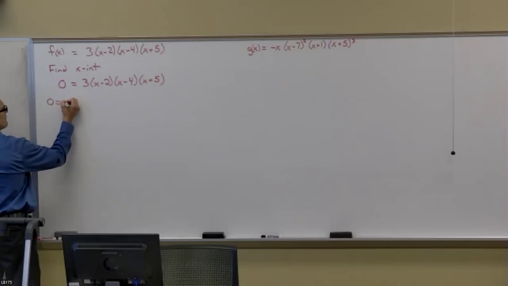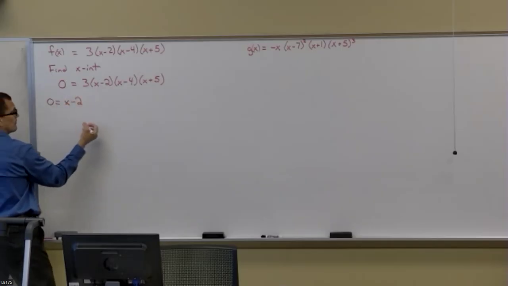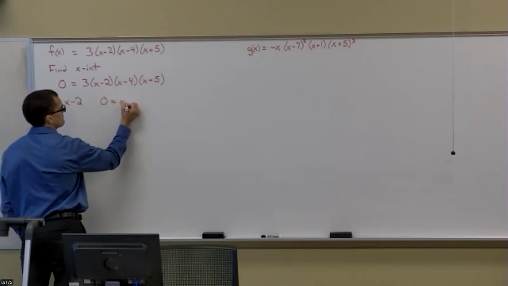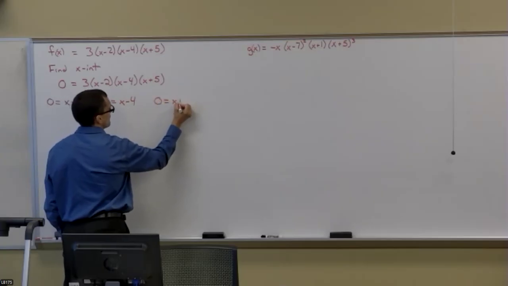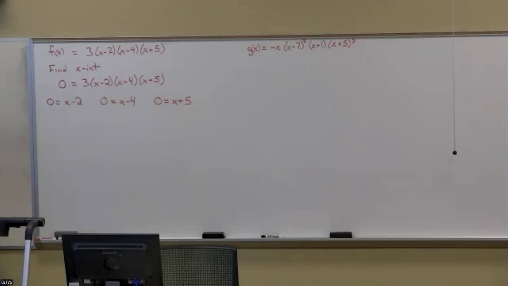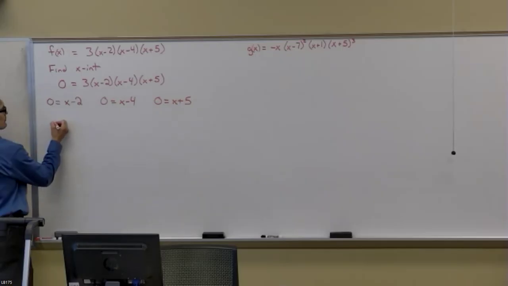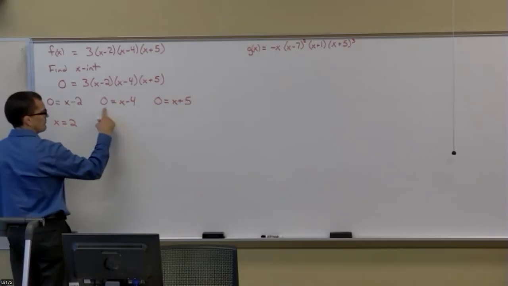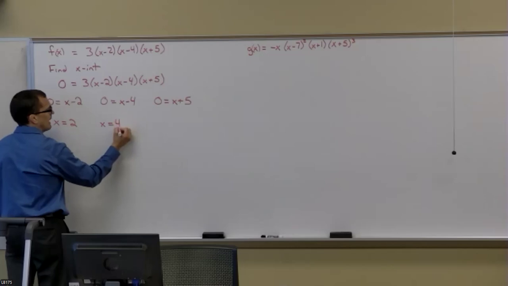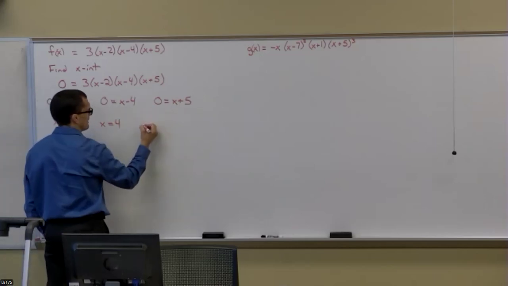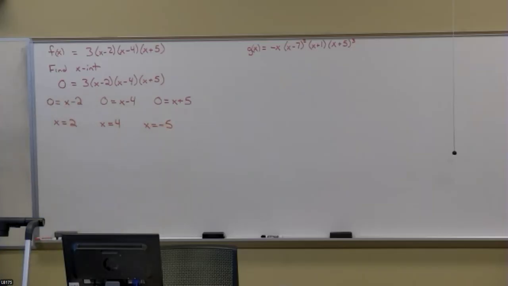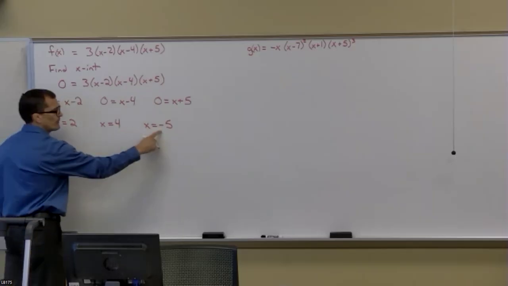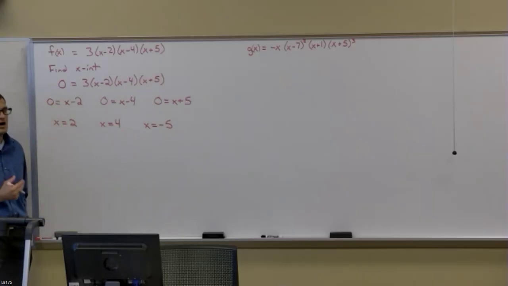But when I set 0 equal to x minus 2, there's a time where that will work. If I set 0 equal to x minus 4, there's a time that will work. And then if I set 0 equal to x plus 5, there's a time where that would work. So we end up with 3 x values. Add 2 to both sides, you get x equals 2. Add 4 to both sides, you get x equals 4. Add negative 5 to both sides, you get x equals negative 5. So this tells me that there are 3 real zeros of f of x.